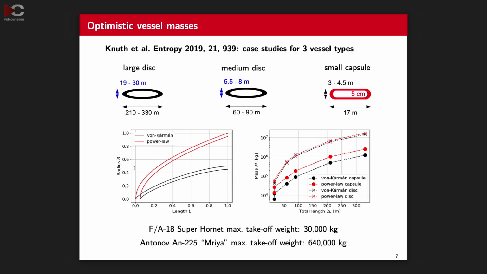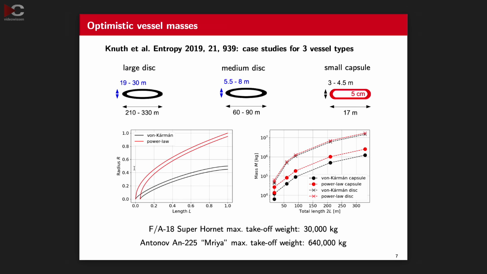And we can try to use these profiles to get disks and capsules. For the disks, I now use the von Karman profile and rotate this profile around the y-axis in order to get a disky shape. And then I mirror the upper part to the lower part in order to get a full UFO.